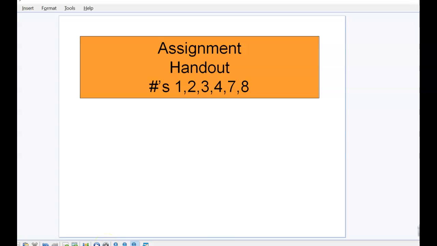Okay, you'll get a handout in class today that deals with the power rule. So there is the assignment. So copy that down and I'll give you the handout in class and you can try those on your own.